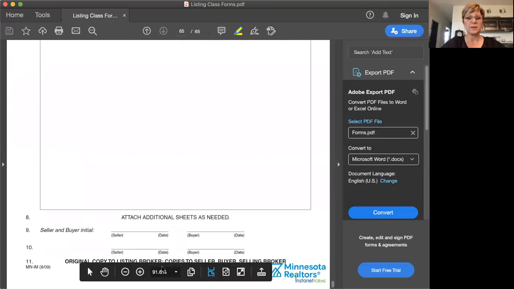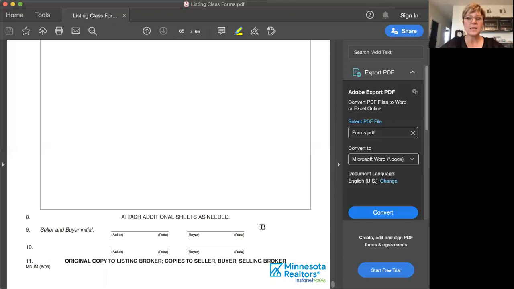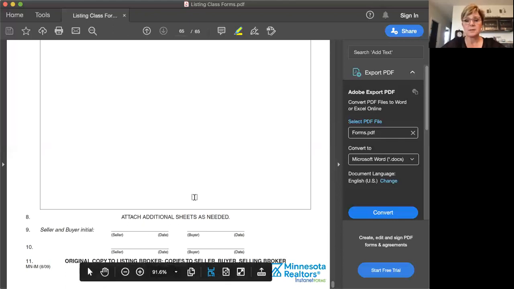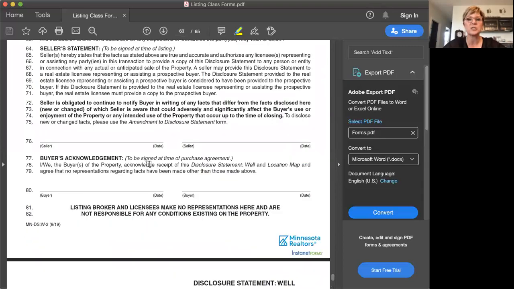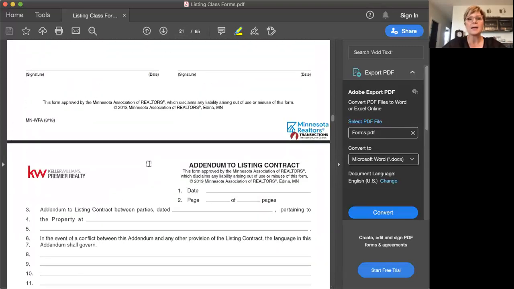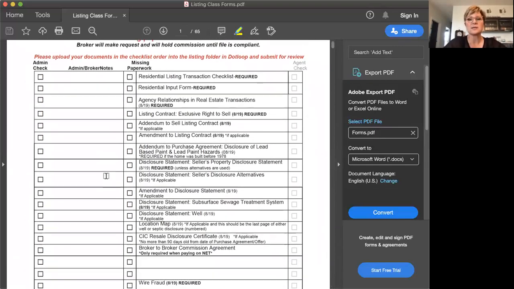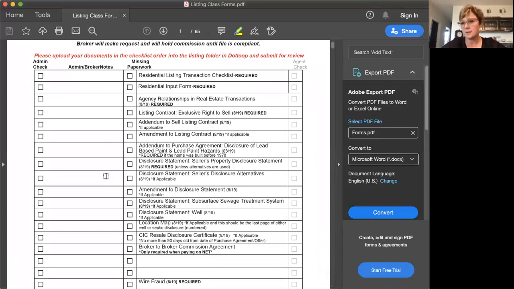Okay, and then everybody initials. So your seller will initial when you take the listing, when they fill this out, and then a buyer will initial that they saw this when they present you with an offer. Okay, so again, this is just a basic listing packet. You might have some additional things that are attached, depending on the type of property or the situation. But again, go back, and I'm going to go all the way to the front. Go back to this checklist as a good indication of what you might need, or what might be applicable.